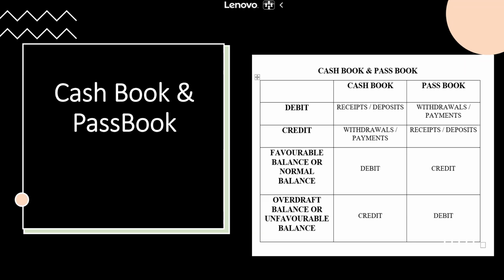So assume our debit side is 50,000. That means our receipts are 50,000. The credit side total is 30,000. So that means our payments are 30,000. Right? So what is the balance of the cash book? Ma'am, 20,000. 20,000 is the balance. And which balance is it? Is it a debit balance or a credit balance? Debit balance.